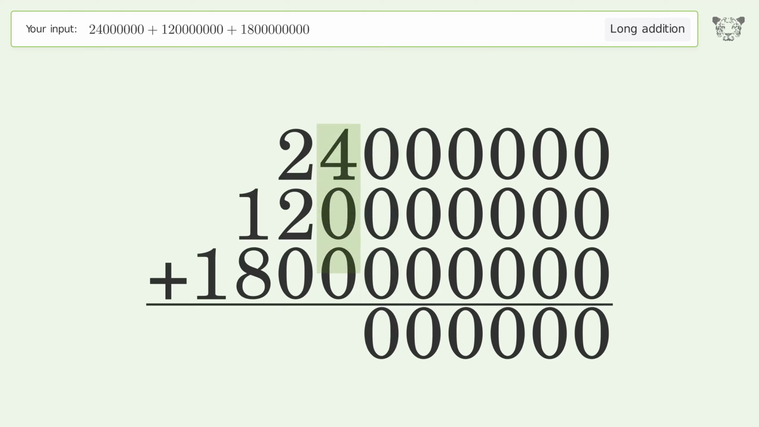4 plus 0 plus 0, equals 4. 2 plus 2 plus 0, equals 4. 1 plus 8, equals 9. Write 1 in the billions place. And so the final result is 1,944,000,000.